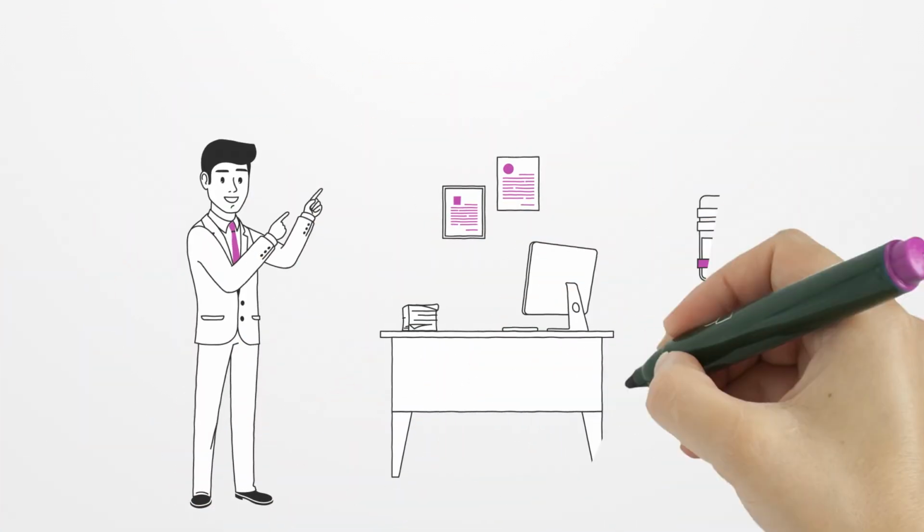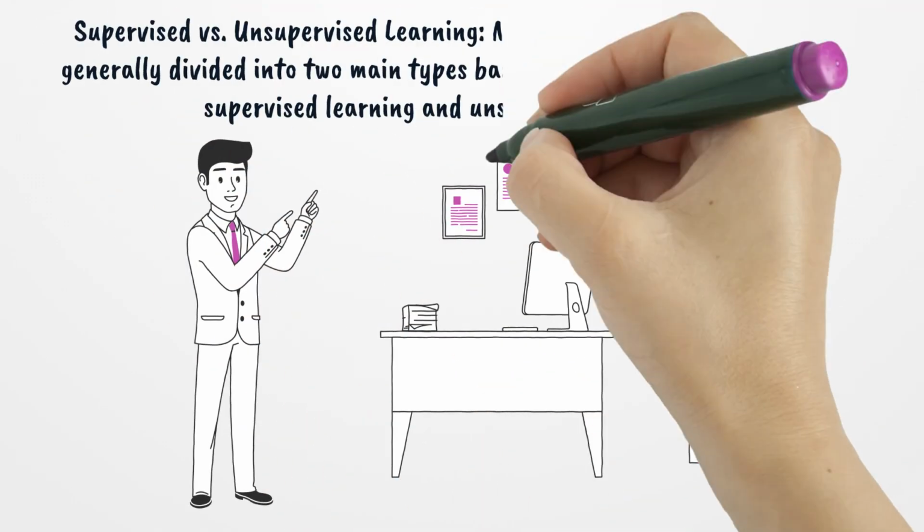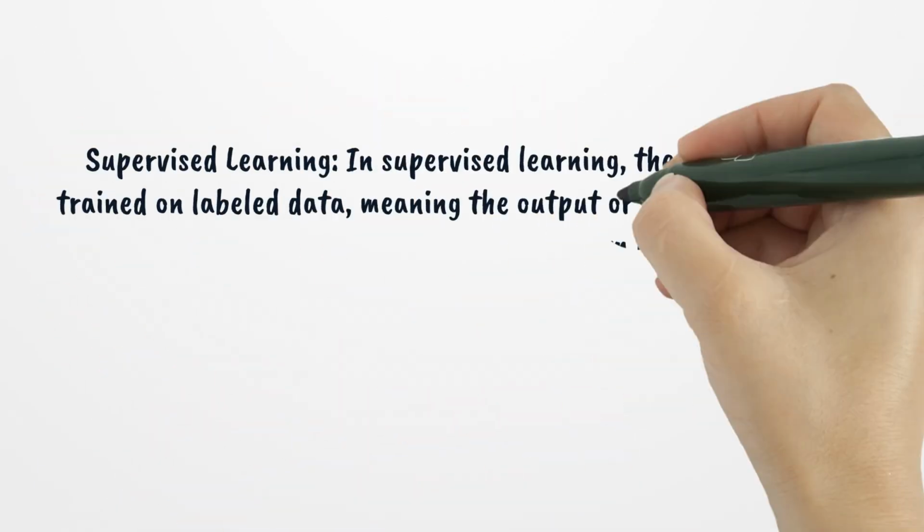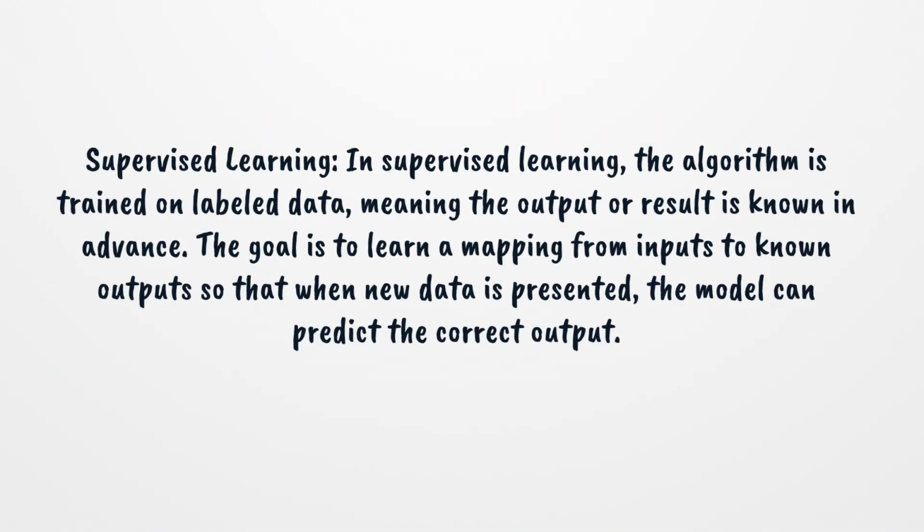Supervised versus unsupervised learning. Machine learning algorithms are generally divided into two main types based on how they learn from data: supervised learning and unsupervised learning. Supervised learning. In supervised learning, the algorithm is trained on labeled data, meaning the output or result is known in advance. The goal is to learn a mapping from inputs to known outputs so that when new data is presented, the model can predict the correct output.